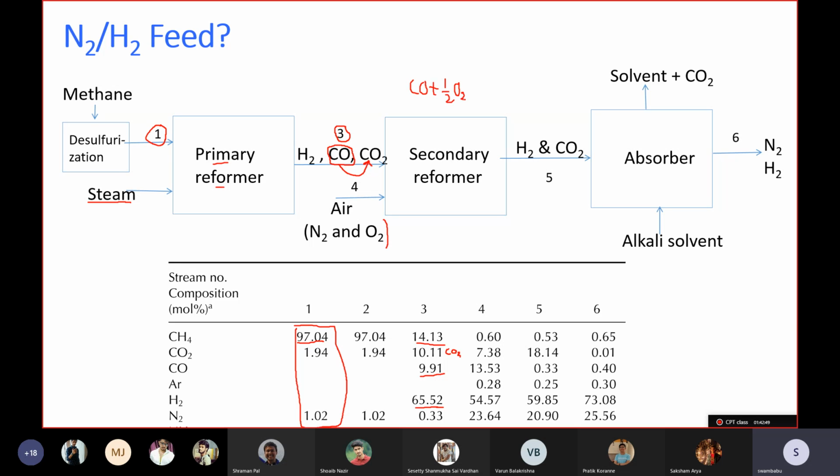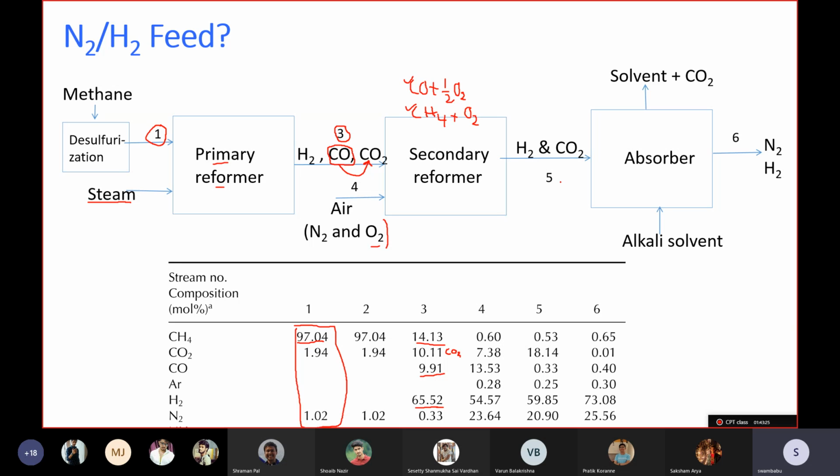and whatever unreacted methane is present is also being oxidized partially. The partial oxidation of methane is also taking place. These two are happening in this secondary reformer, because the oxygen we are supplying from the air is consumed by the combustion of CO and oxidation of methane.